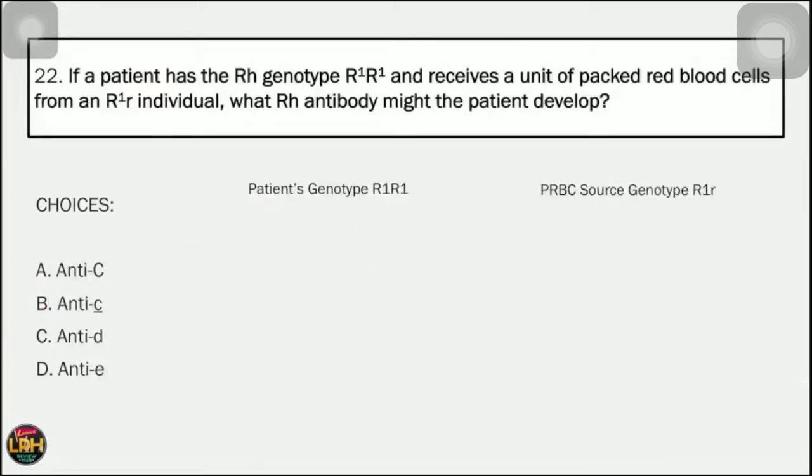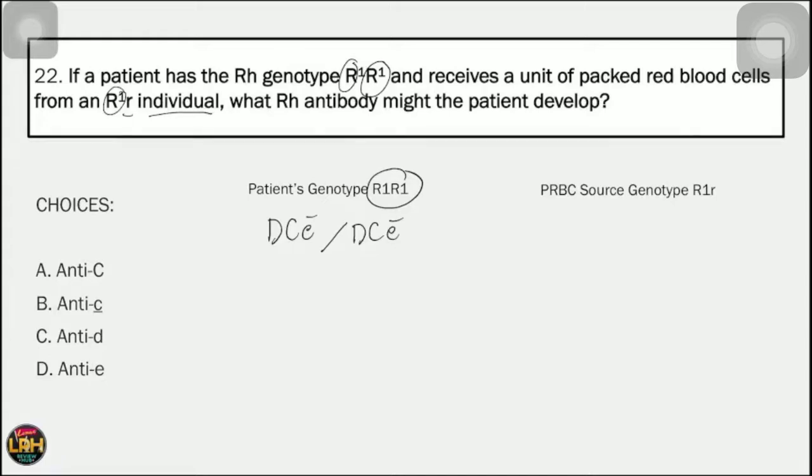So, number 22, if a patient has the Rh genotype of big R1, receiving a unit of packed red blood cells from a big R1, small r individual, what Rh antibody might the patient develop? So what would be the antibody that this patient might later on develop? So let's translate first the given haplotypes. Big R1 is equivalent to big D, big C, small e.